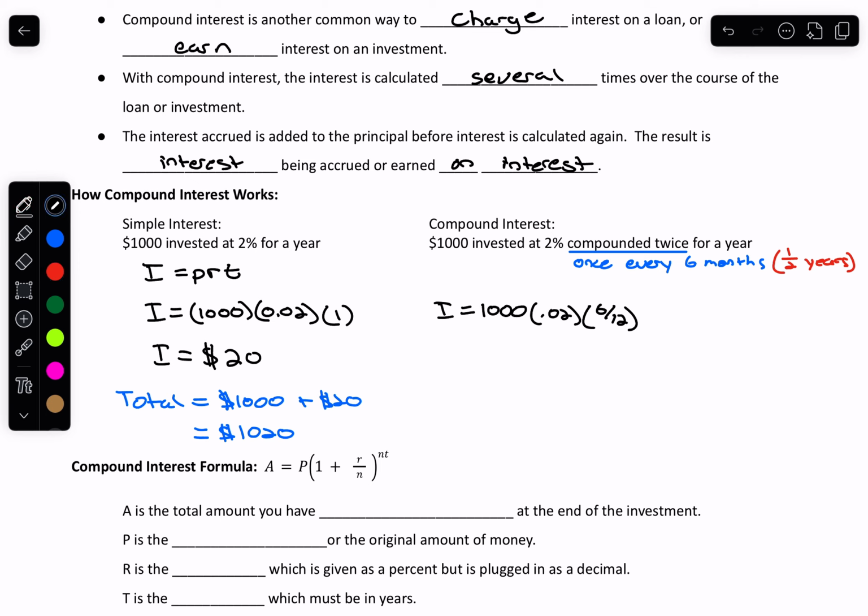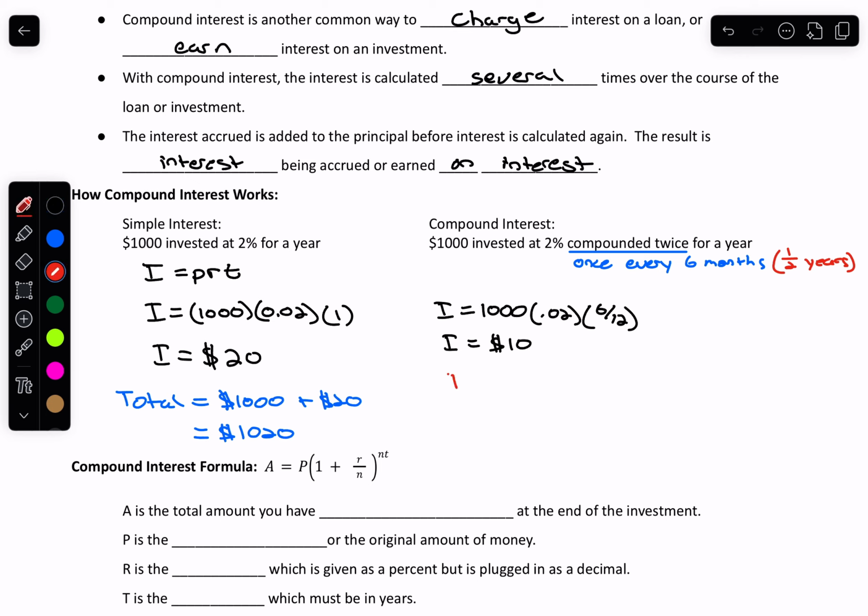The interest we earn here, if we multiply this out, 1,000 times 0.02 times 6 over 12, is going to give us $10 in interest. Okay, so now we're going to do it again. All right, we now have $1,010 and we're going to run the same process.